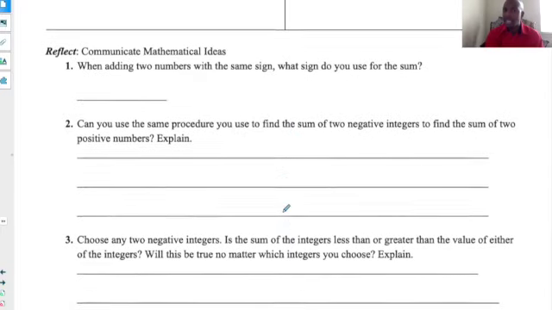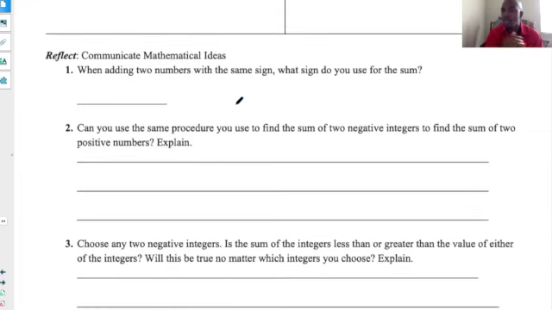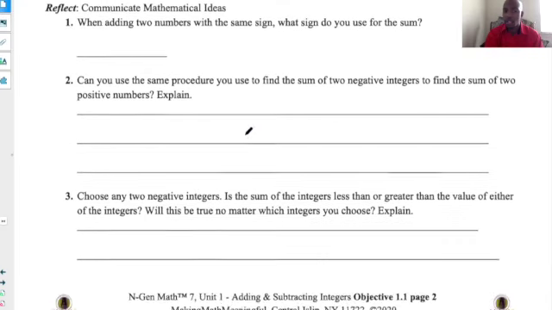Then I want you to take a second to reflect on your learning. When you're adding two numbers with the same sign, what sign do you use for the sum? Can you use the same procedure that you use to find the sum of two negative numbers to find the sum of two positive numbers? Can you use the same procedure? Explain. Right? That's a yes or no, and then explain your thoughts.